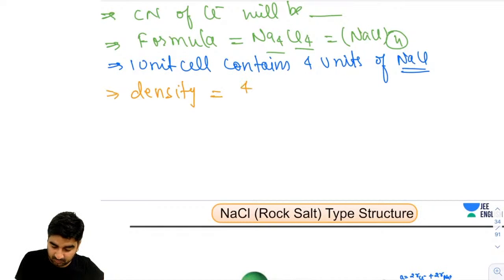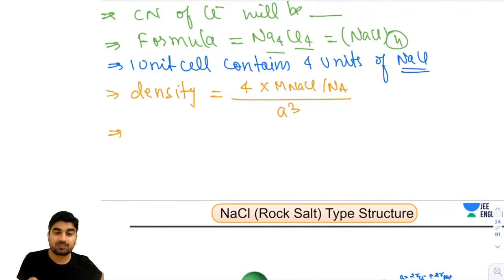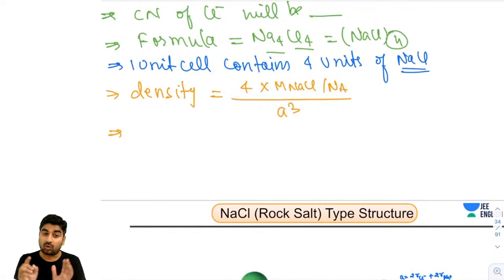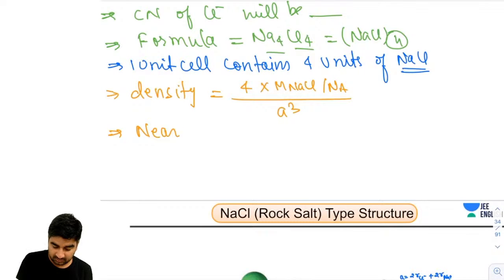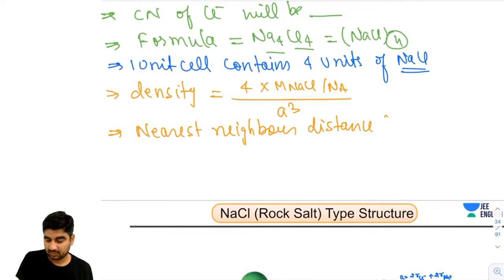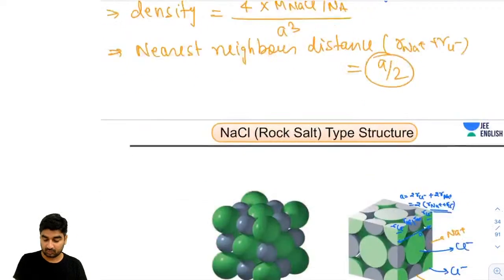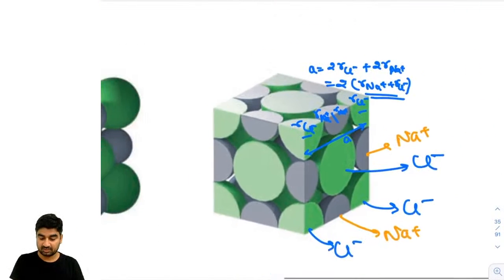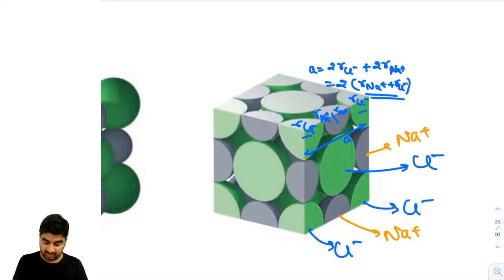So density would be 4 into molar mass of NaCl over A cubed. If somebody asks you the nearest neighbor distance for Na plus and chloride, what will be the nearest neighbor distance, guys? It will be A by 2. Note it down. Here I will make you understand this thing, if you are taking it as A.